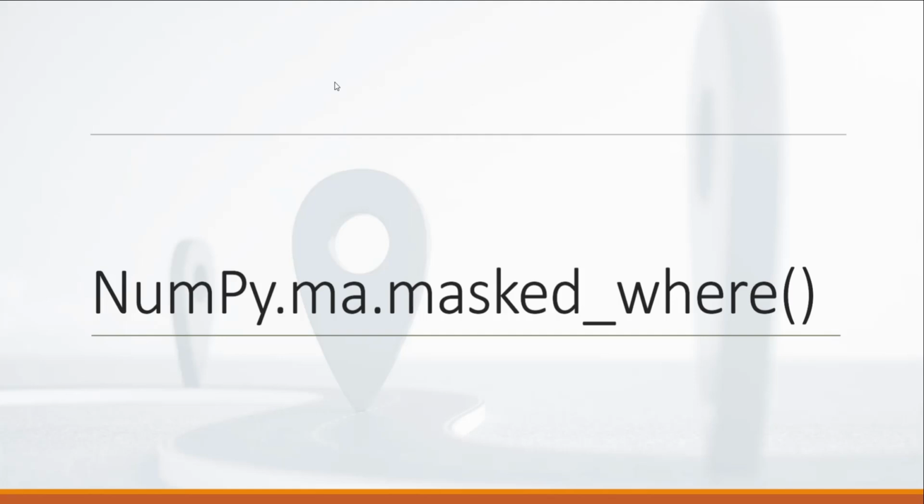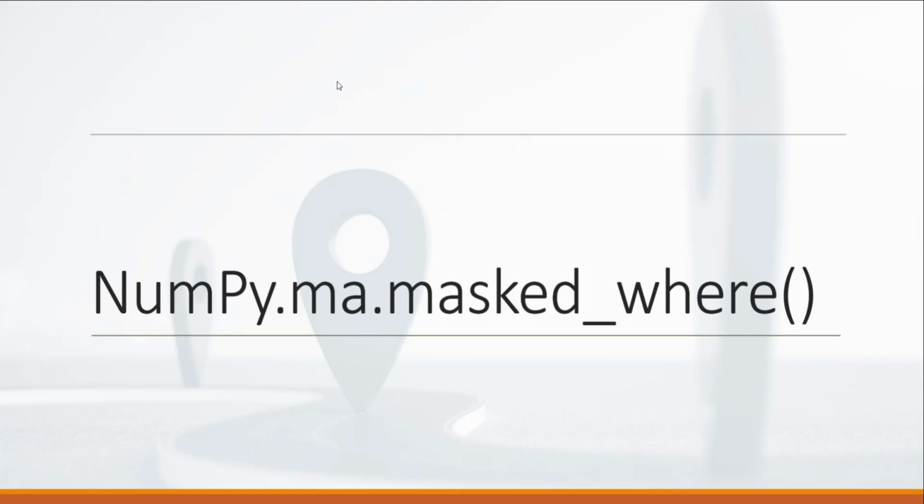So this function mainly takes two parameters. The first one is condition. The condition argument sets the masking condition. If the copy parameter is True, then by default it makes a copy of the output. And the next parameter is a, which specifies the input array that needs to be masked.